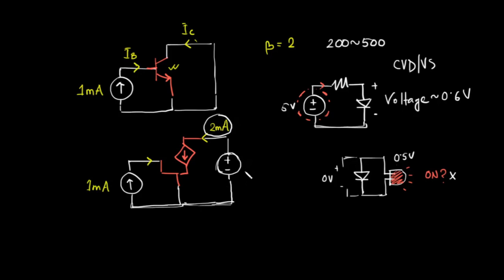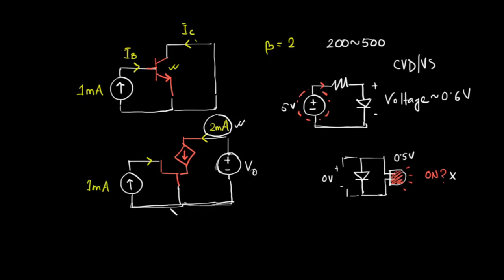So after we have connected the supply with some voltage V0, I can call it V0. So after I have connected an external power supply to the circuit, then I will get this 2 milliampere current.